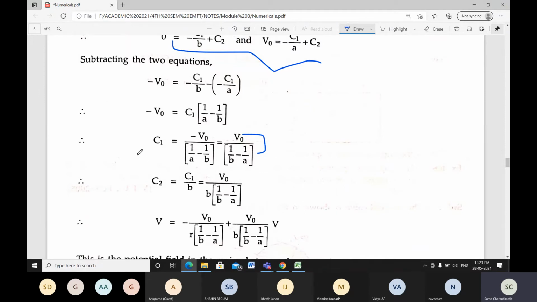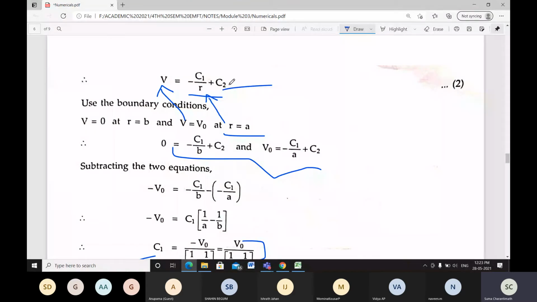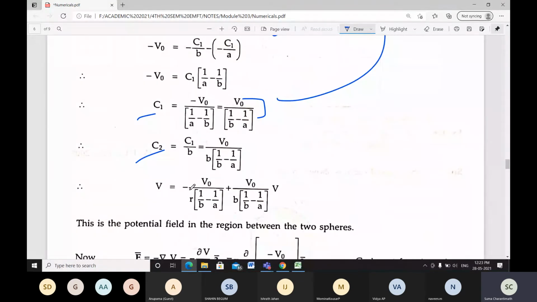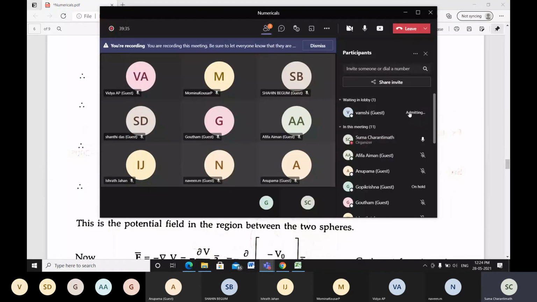Then substituting for c1 and c2 in equation 2, all these values are substituted. Then V is going to be minus V naught divided by r into (1 by b minus 1 by a) plus V naught divided by b into (1 by b minus 1 by a). Then we got our V.